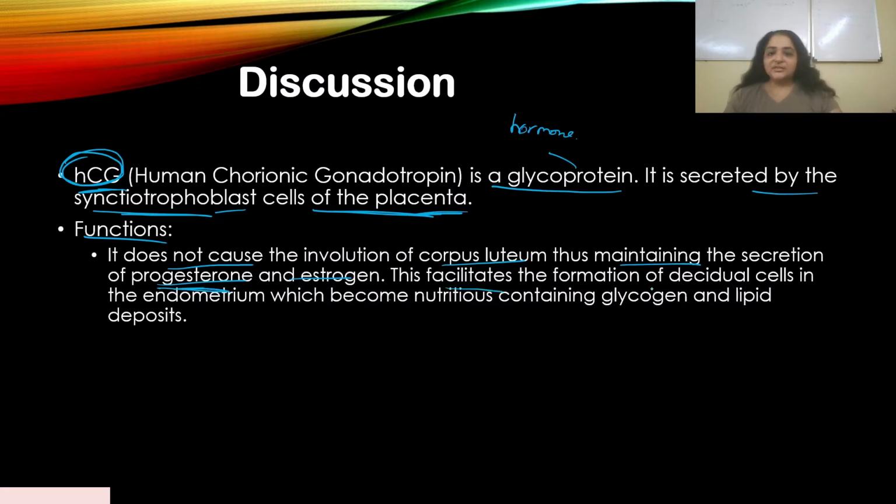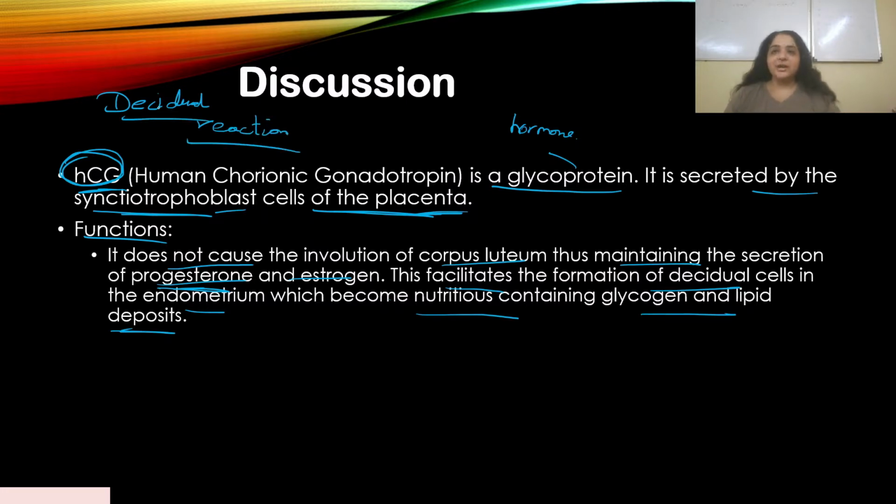Okay, now this facilitates the formation of decidual cells in the endometrium, which become nutritious, containing glycogen and lipid deposits. So now progesterone also plays a very important role in causing the decidual reaction. Now there's something called decidual reaction that happens in the endometrium. So what happens is progesterone creates an environment in the endometrium, in the uterus, to maintain the growth of the embryo, because the embryo needs nutrition to keep growing, right? Only then will it form into a baby. So in the initial phase, this decidual reaction happens where decidual cells begin to grow over there, and they deposit glycogen and lipid for nutrition.